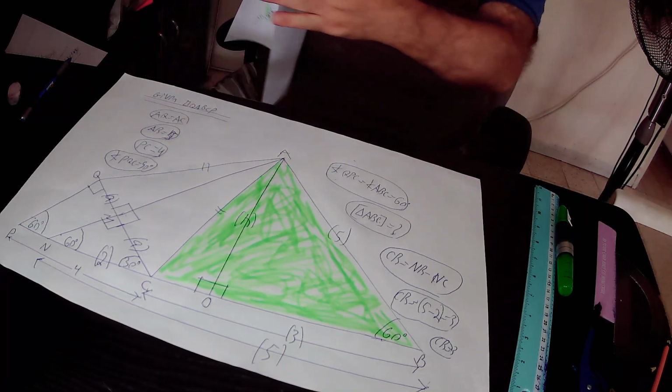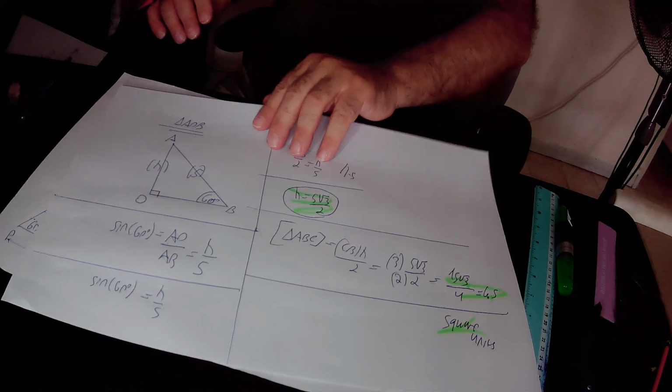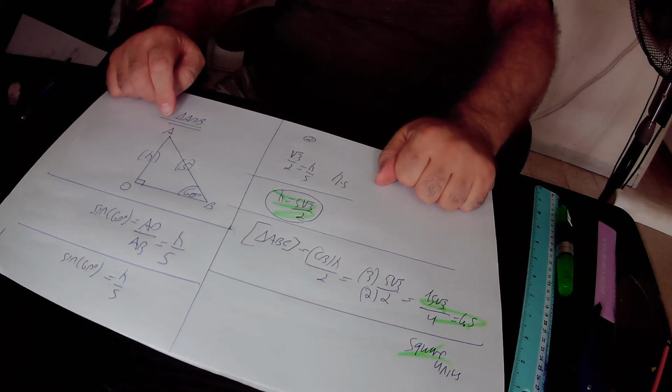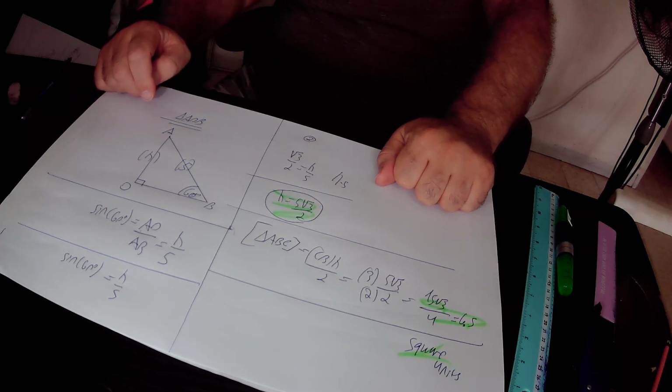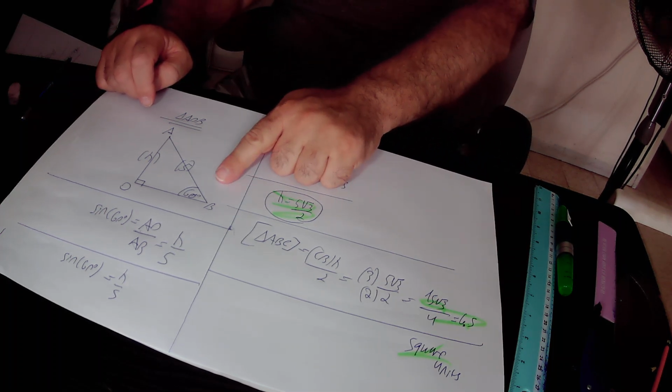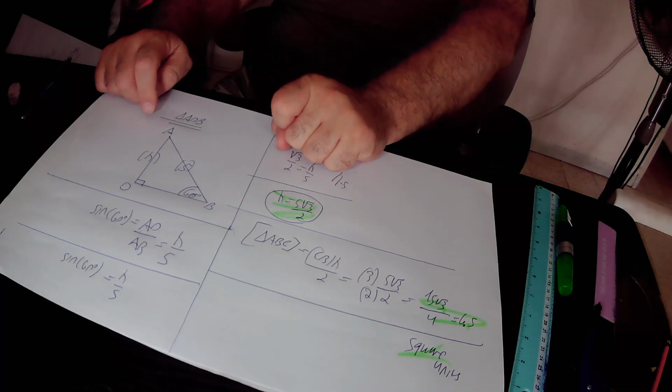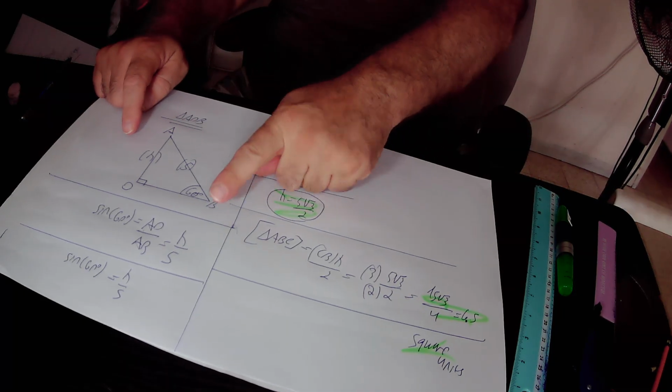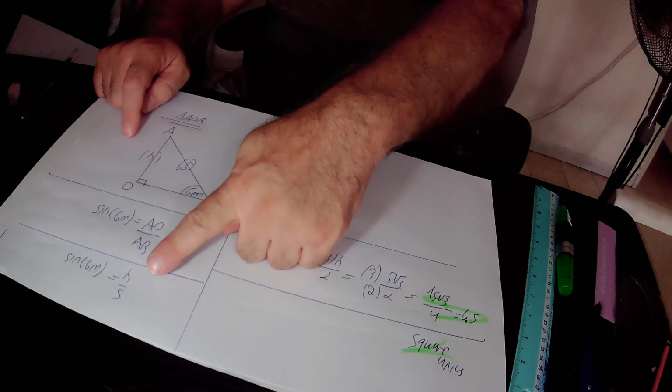So actually, this is the right triangle AOB that I copied from the original drawing. In this right triangle AOB, sin of 60 degrees equals AO over AB. AO is H, AB is 5. So in total, sin of 60 degrees equals H over 5.